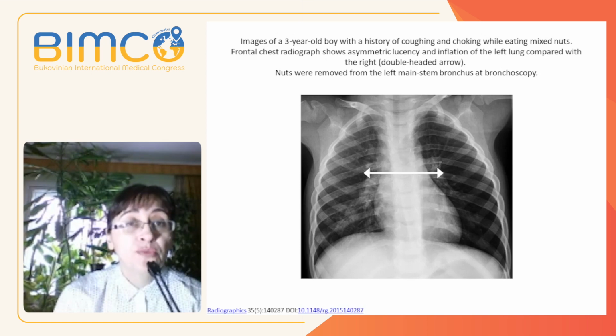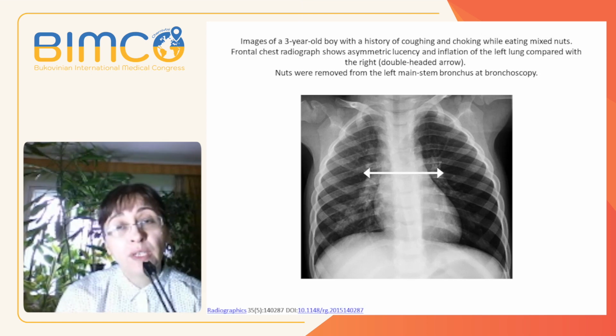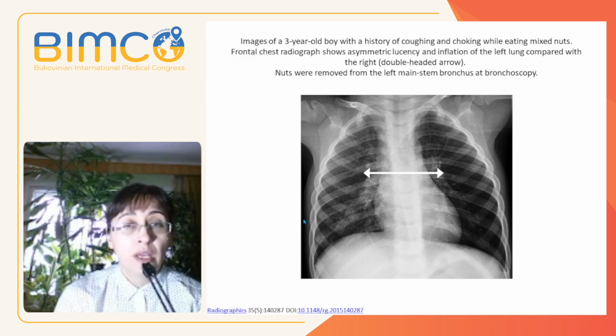This is the image of a 3-year-old boy with a history of coughing and choking while eating mixed nuts. Frontal chest X-ray shows asymmetric hyperlucency and inflation of the left lung as compared to the right. And later on, nuts were removed from the left mainstem bronchus at bronchoscopy.